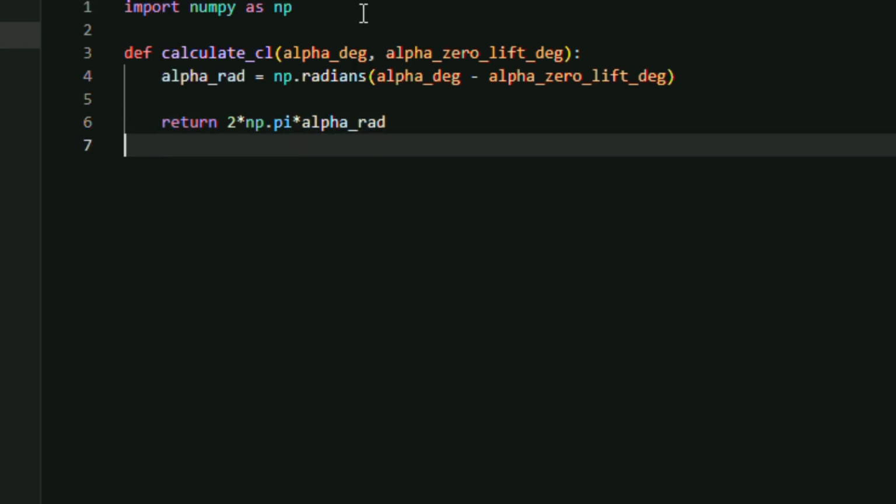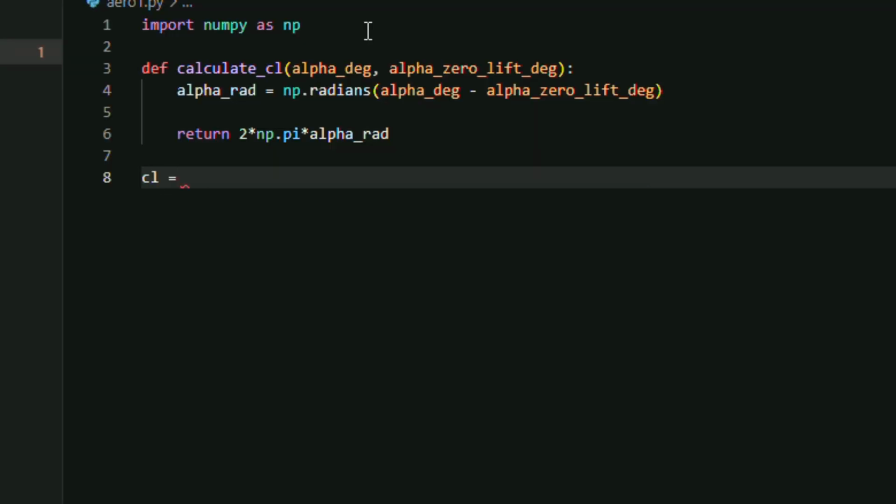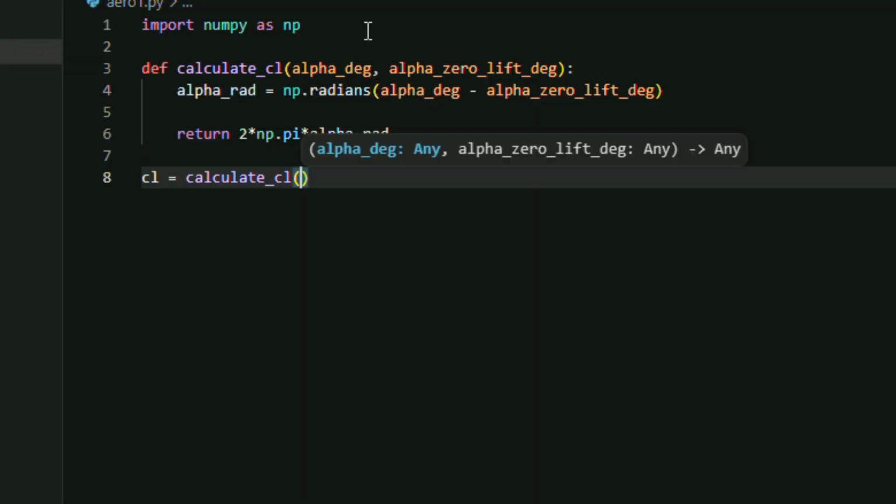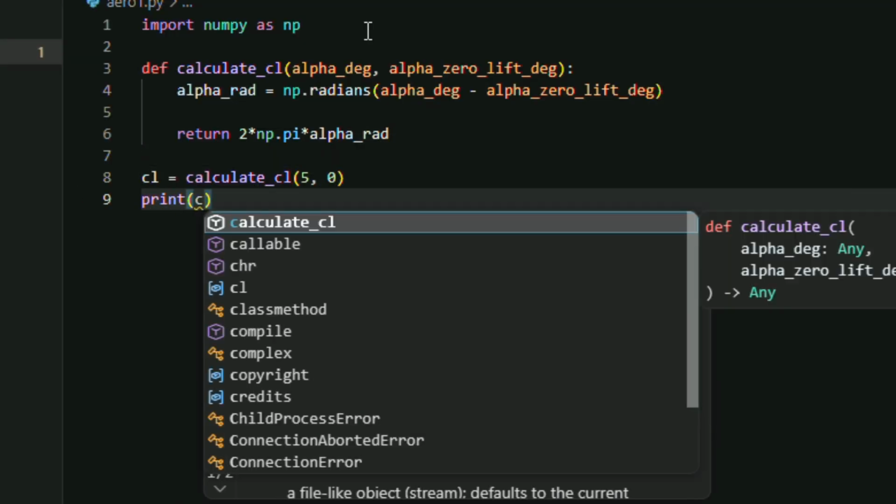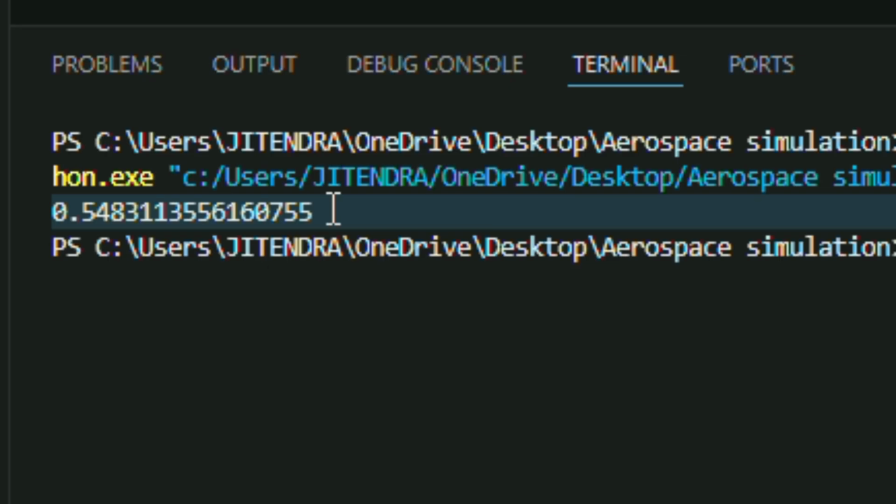And this is the first moment where the project stopped being just a theory. I could type in any angle, and Python would give me the lift coefficient. For example, at 5 degrees, I get approximately 0.55. It's a tiny number, but that number is about to become an actual force.